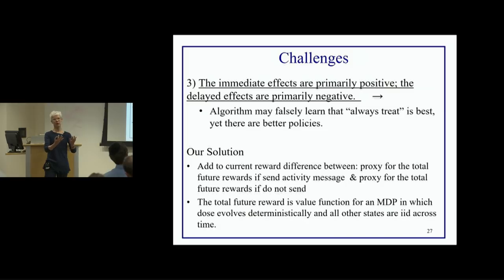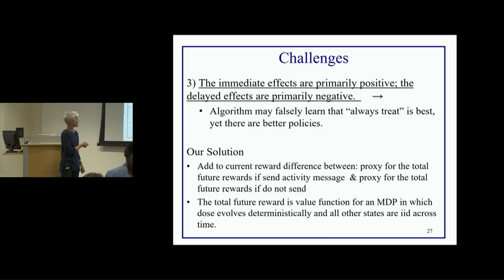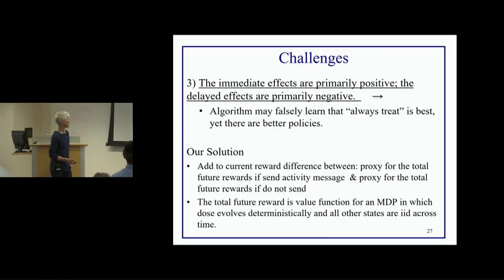It still predicts the future, but it has lower variance than a full-scale RL prediction. So what we did was we built a simplistic MDP, Markov decision process, in which the only dynamic state variable is dose, and it's evolving deterministically, and all the other states we act as if they're IID. So we're trading bias and variance again, but this gives us this proxy for these total future rewards. Think of that as the thing you're going to add to your reward function.